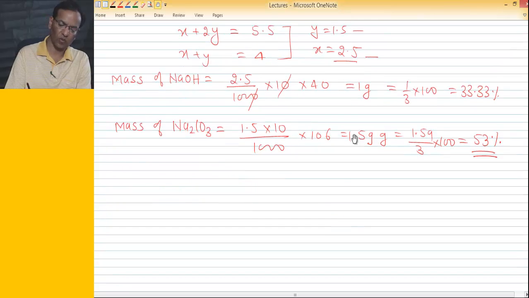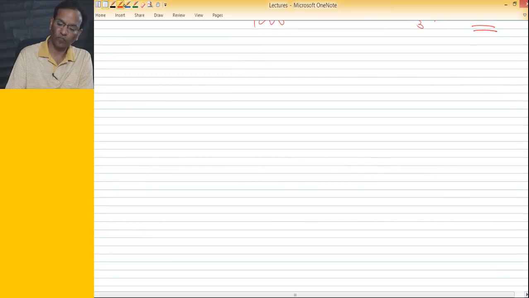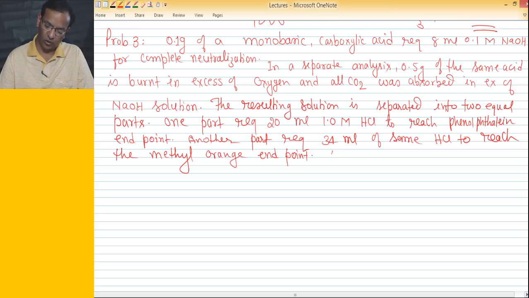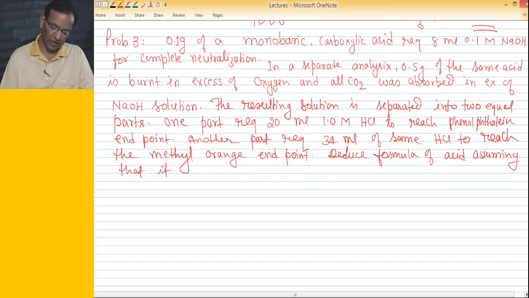So let us work out one more problem on this. This is a bit exhaustive problem, so let us try to understand. The question is: deduce the formula of the acid, assuming that it contains only carbon, hydrogen and oxygen.